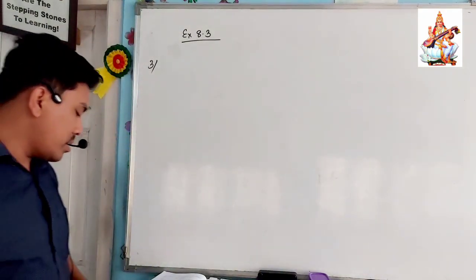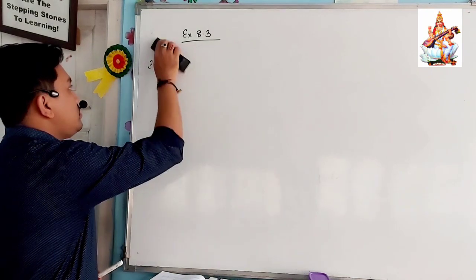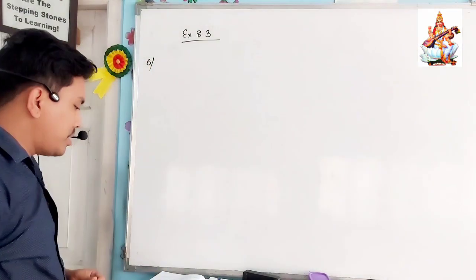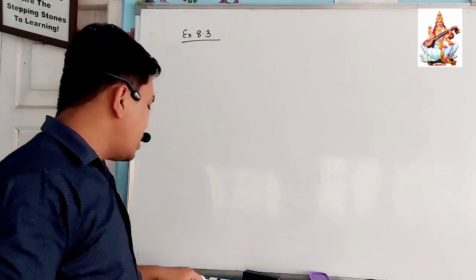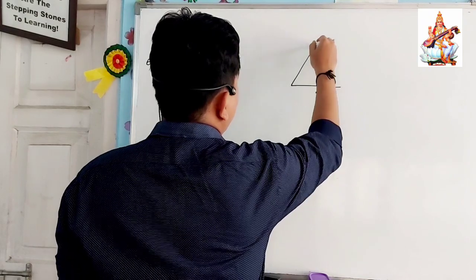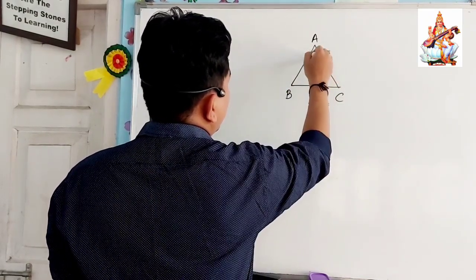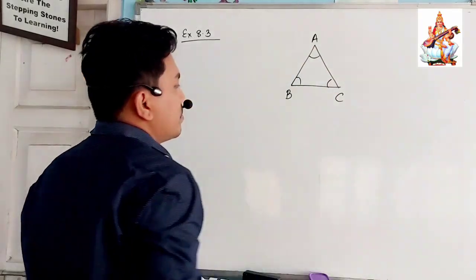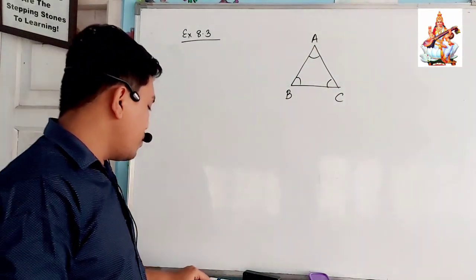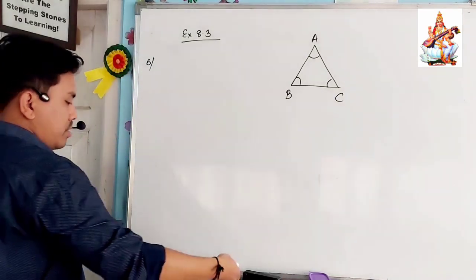Alright. Now the next one. Number 6. See what is given in the question. A, B and C are interior angles of triangle ABC. Obviously, A, B and C, for triangle ABC, this angle and this angle, they are the interior angles. What we have to prove? We have to prove that sin ((B plus C) by 2) will be equal to cos (A by 2).